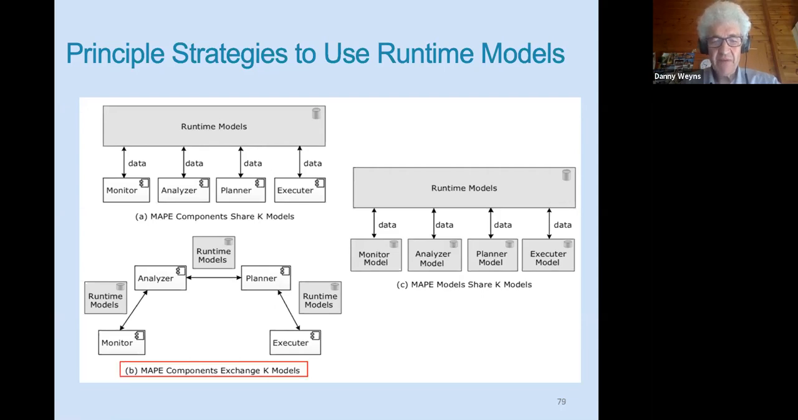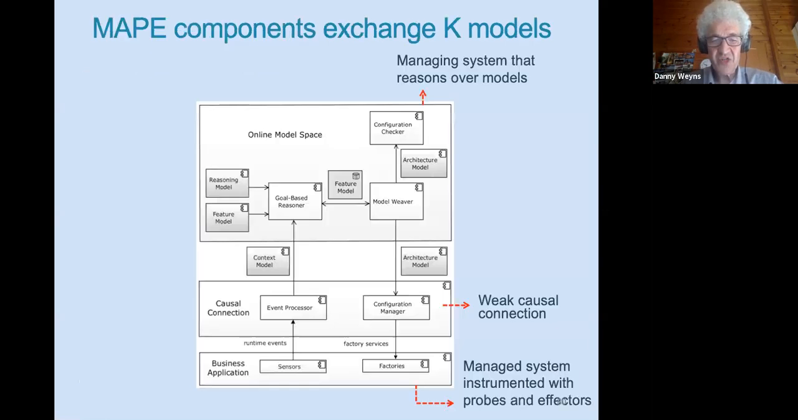Now, for the sake of time, we'll only look at this second example, MAPE components that exchange K models. And here you see an example where it happens. You see at the bottom the managed system that is instrumented, in this case some business application with probes and effectors. And at the top, you see this online model space, as the authors of this paper called it. That's a managing system that reasons over the models. And in between, you see this causal connection to realize this weak causal connection.